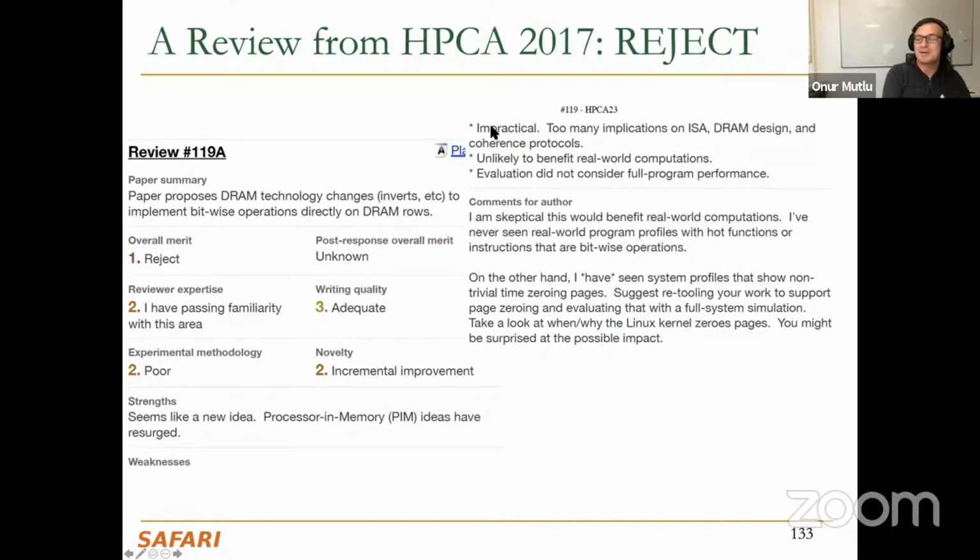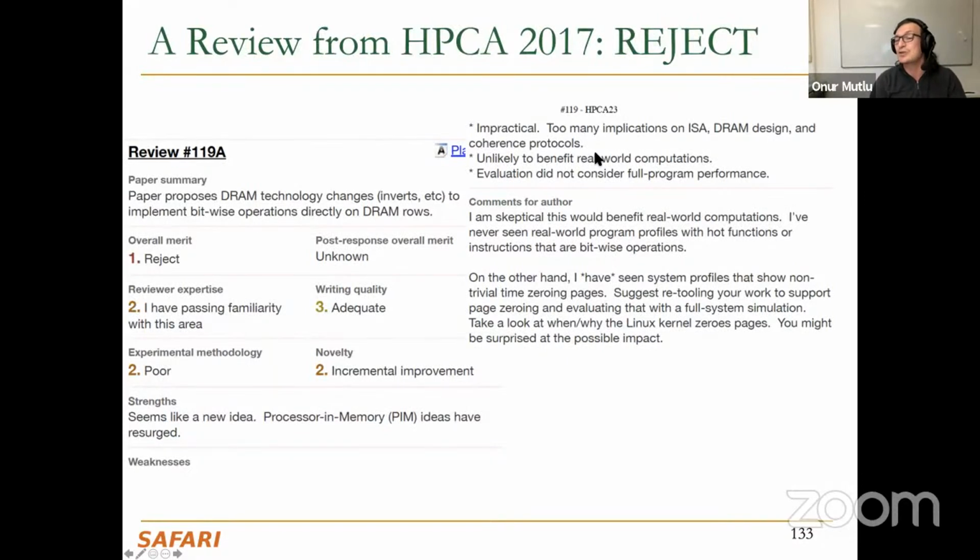Who knows what else that agenda is, right? Maybe they're promoting some other type of processing in memory. Maybe this is a review from industry. Who knows? We don't know. But look at the reasons for rejection. Impractical, too many implications on ISA, DRAM design, and coherence protocols. So you could reject any processing in memory paper that way. Unlikely to benefit real-world computations. How do you know that? The paper does evaluation and shows that there's significant benefit in real-world computations, right?